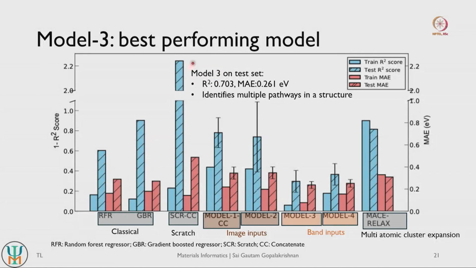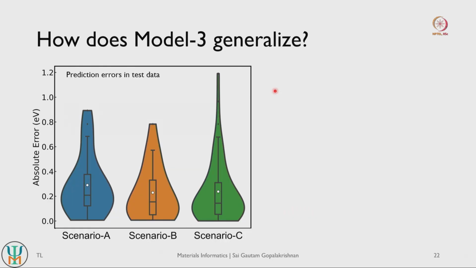The nice thing to note about model 3 is that it actually identifies multiple pathways in a given structure. So it is able to generalize fairly well and understand the directionality of motion for different ions within different structures. We can also look at how well model 3 generalizes. To understand that, we looked at how well the model performs under 3 different scenarios. I am plotting the absolute errors here under these 3 scenarios.